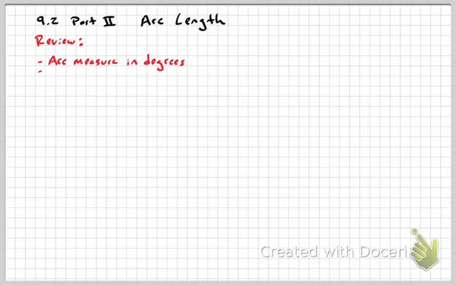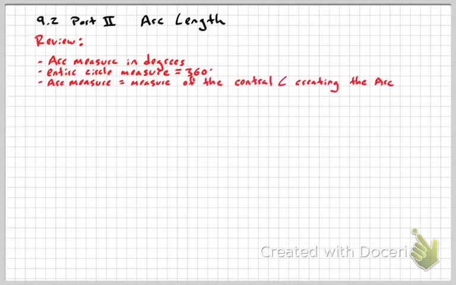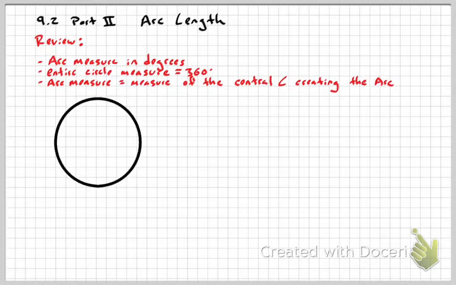So a quick review of the stuff in the last video. When we talk about arc measure, that is in degrees. So the entire circle's arc in degrees is 360, right? And so when we draw in radii or diameters, we're sectioning off parts of the circle. And then whenever we have angles whose vertex is at the center, we call that a central angle. And so an arc measure is equal to the measure of the central angle creating the arc.